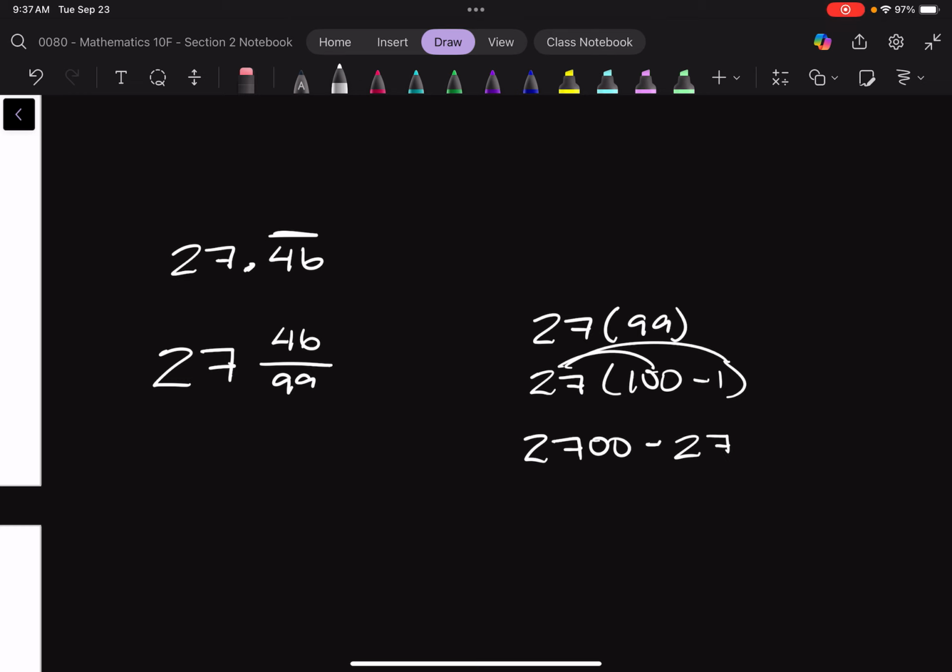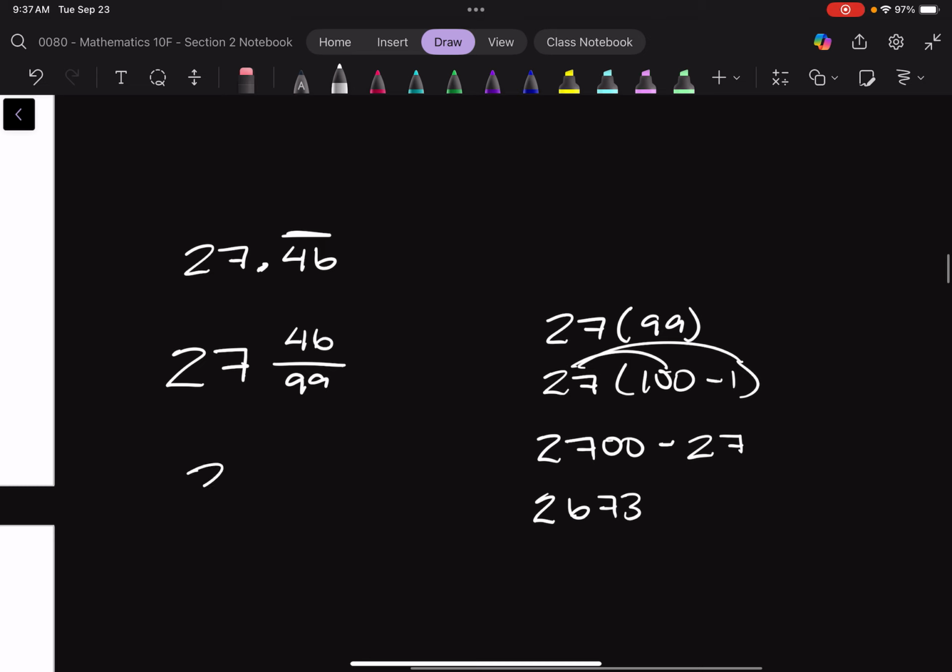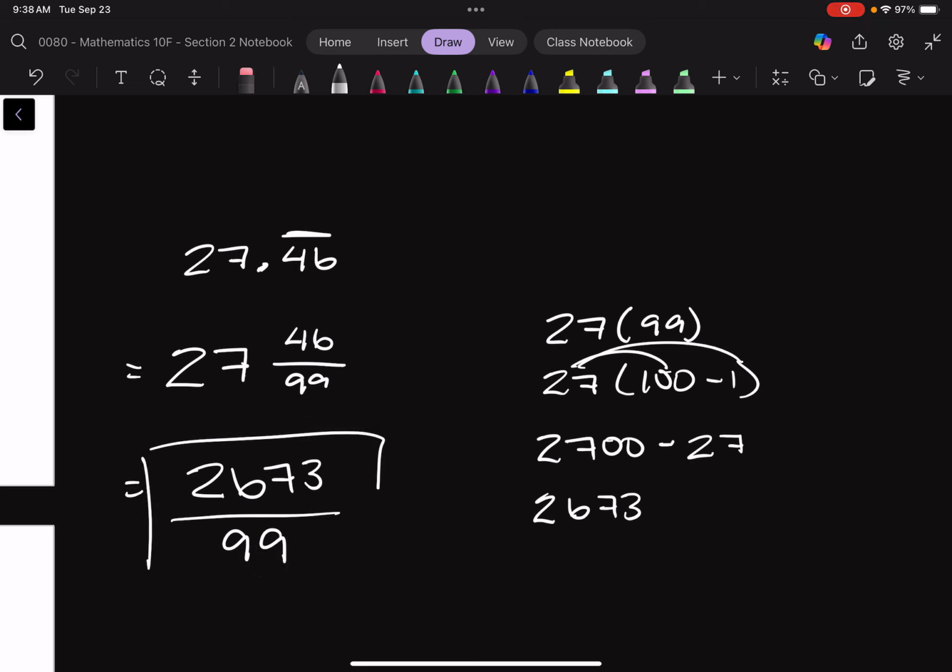So I go 27 times 100, and then I do 27 times 1, and when I perform that subtraction, I get 2,673. 2,673 over 99. And again, the strategy still works, even if I have a digit other than 0 prior to the decimal.